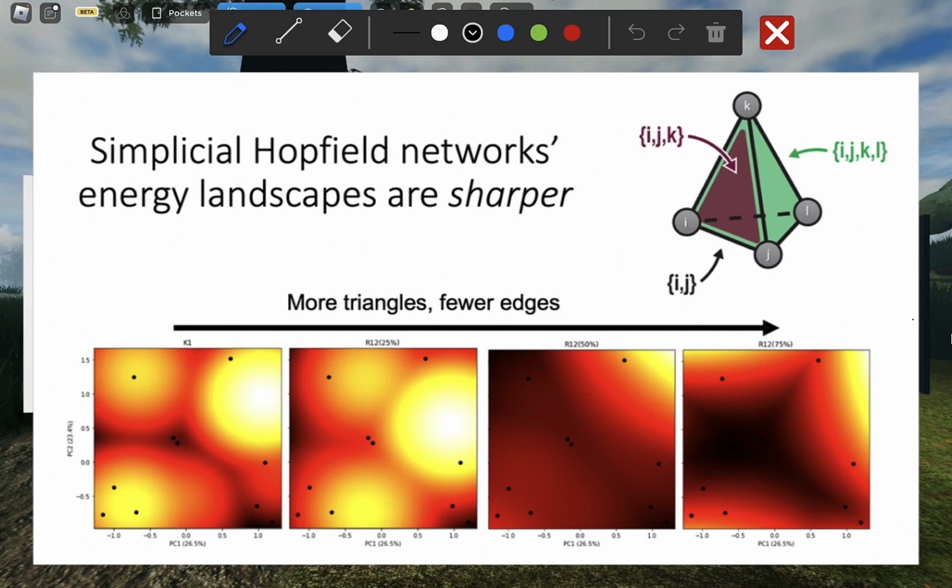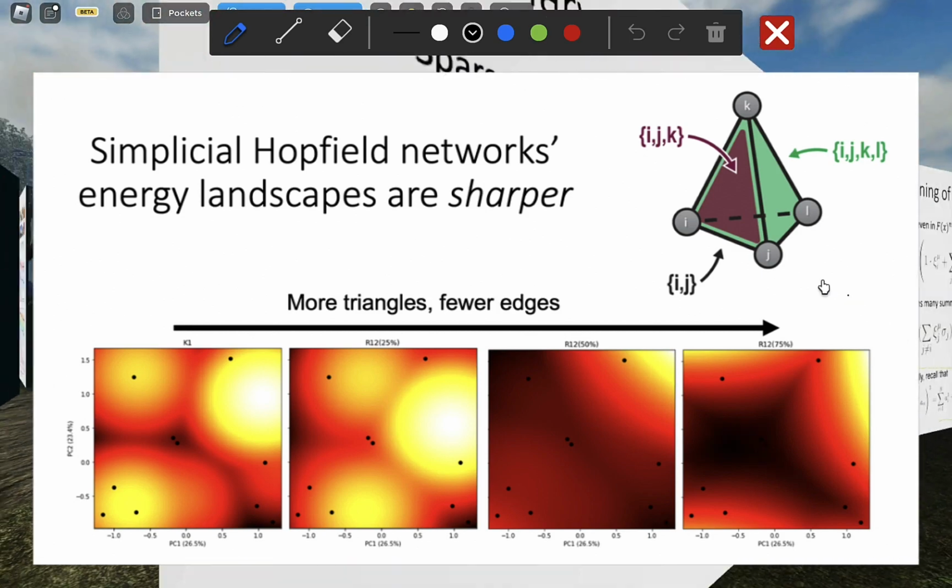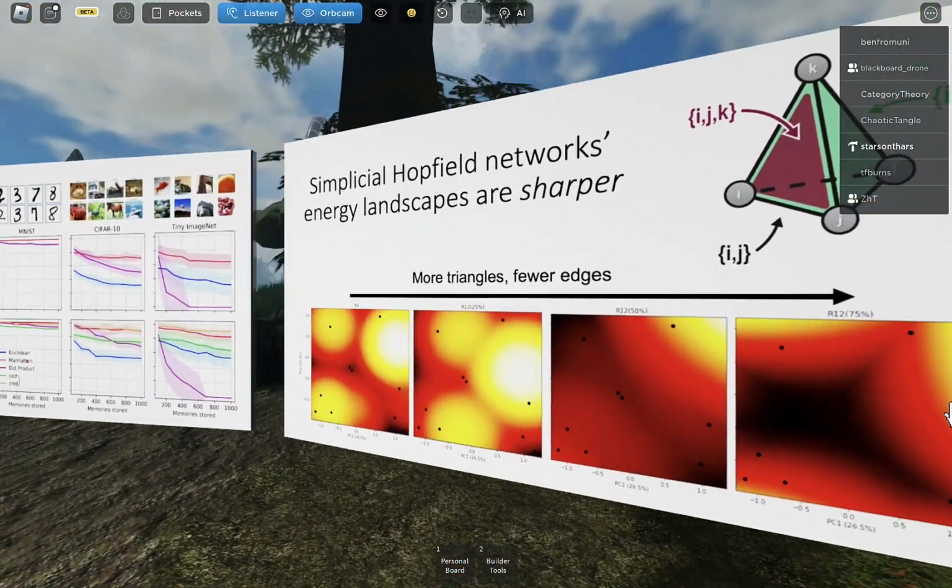And as a small backtracking to the stuff about energy landscapes, I'm not going to go through it, but the more triangles you have, like the higher simplices you have, the sharper some of the cliffs and valleys are in your energy landscape, it seems. And okay, yeah, so that's the end.